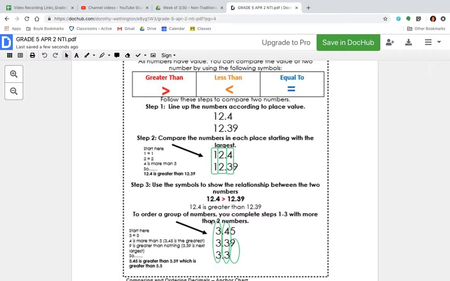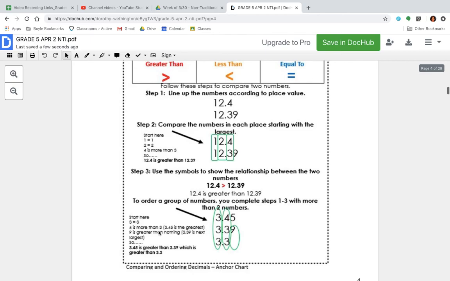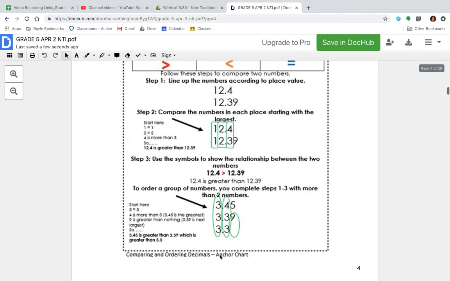To order a group of numbers, you complete steps 1 through 3 with more than two numbers. Start here. 3 equals 3. 4 is more than 3, so 3.45 is the greatest. 9 is greater than nothing. 3.39 is next largest. So, 3.45 is greater than 3.39, which is greater than 3.3.